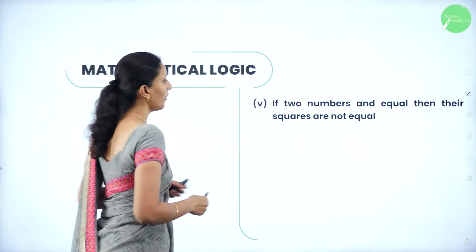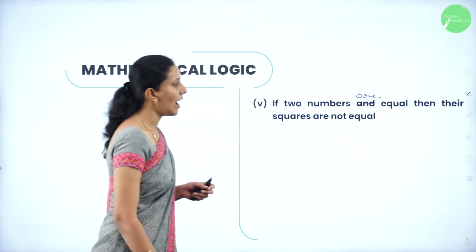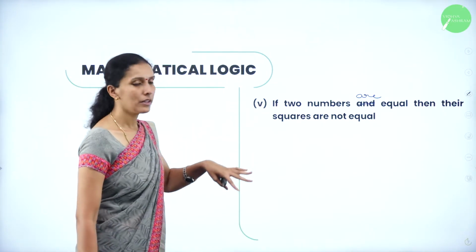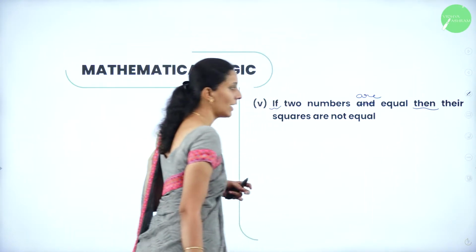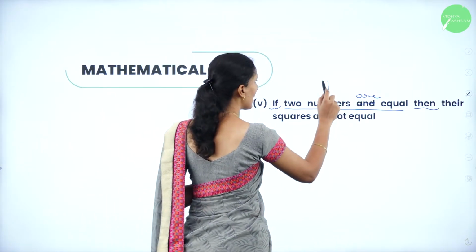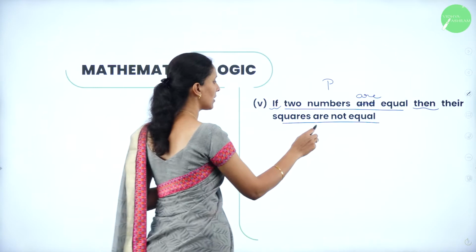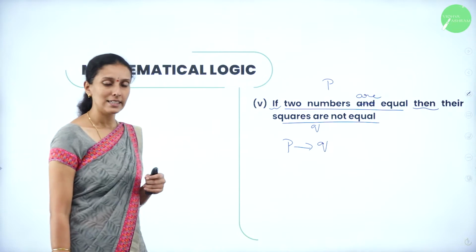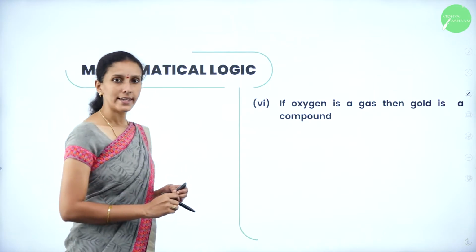Next we have: if two numbers are equal, then their squares are not equal. So maybe my first statement is true, second statement is false, but when you come across if and then statement, it is clearly a conditional statement. So we take two numbers are equal as one statement P, squares are not equal as one more statement Q, where P implies Q. So a conditional statement.